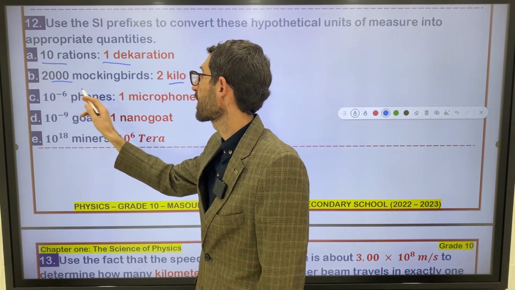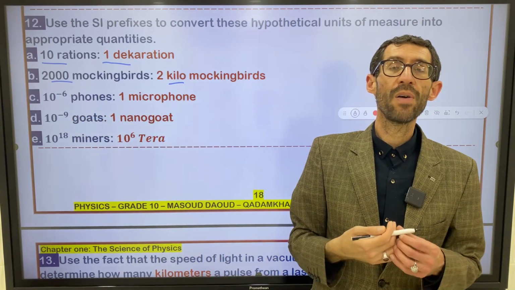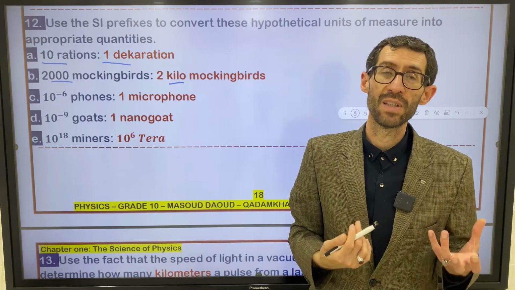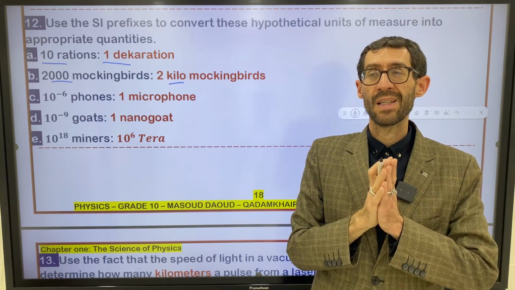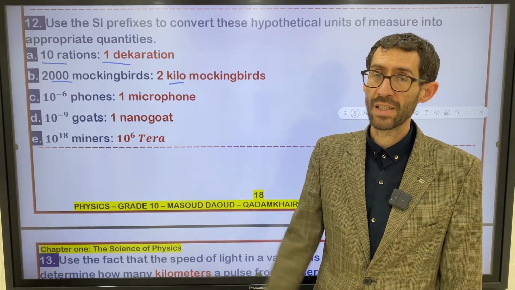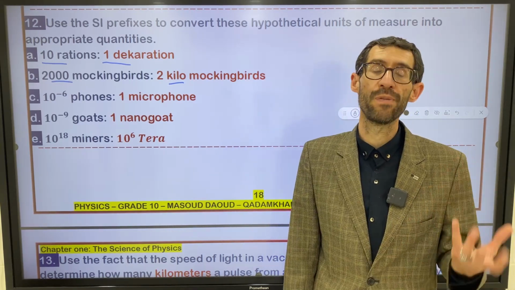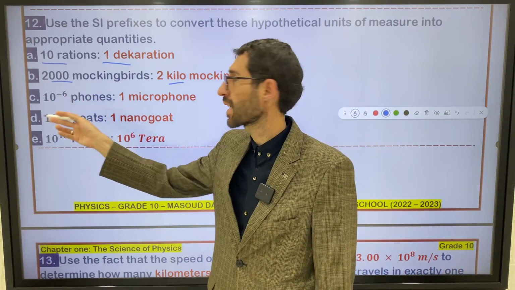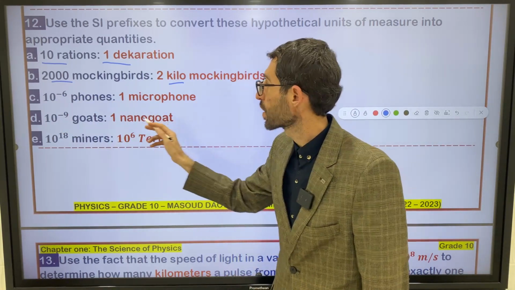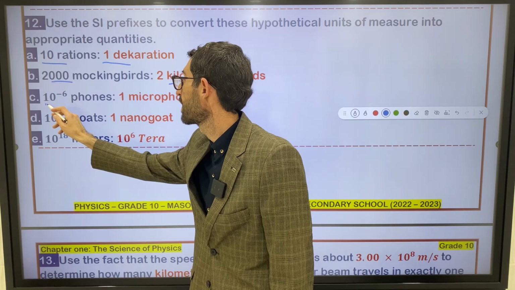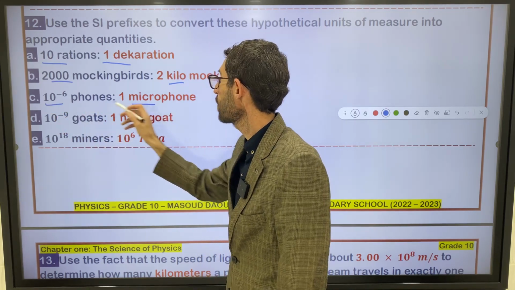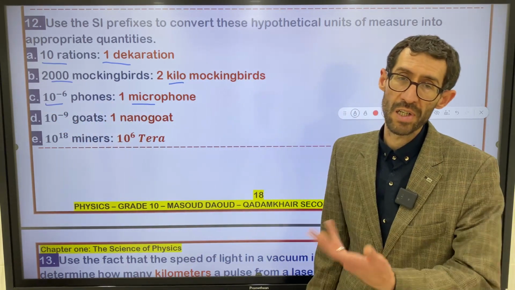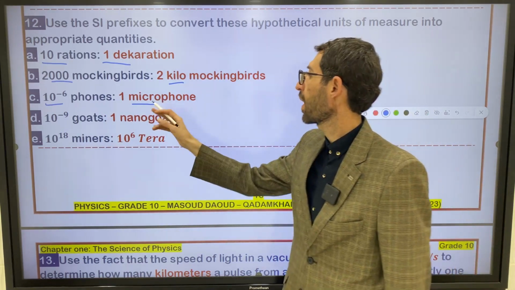See, 10 to the power negative 6 phones. Think about it. Which prefix is equivalent to 10 to the power negative 6? Actually, micro, yeah? So it will be 1 micro. This one becomes micro, and write the rest, right? It will be 1 microphone.